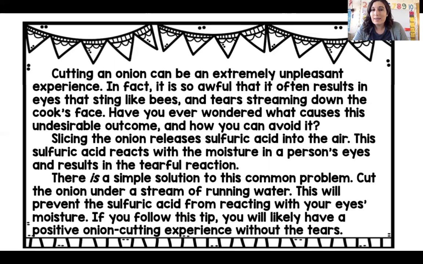There is a simple solution to this common problem. Cut the onion under a stream of running water. This will prevent the sulfuric acid from reacting to your eye's moisture. If you follow this tip, you will likely have a positive onion cutting experience without the tears.